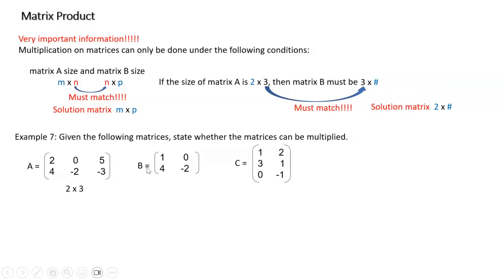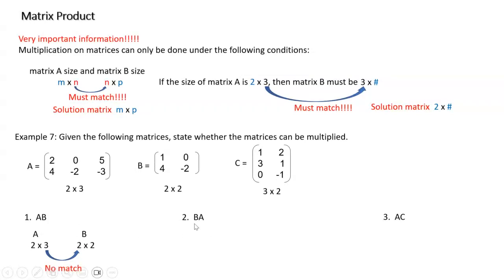Matrix B has 2 rows and 2 columns. Matrix C has 3 rows and 2 columns. So now, can we multiply matrix A times matrix B? If we notice, A is a 2 by 3, and B is a 2 by 2. So do the middle numbers match? No. So no match. So this cannot be done.